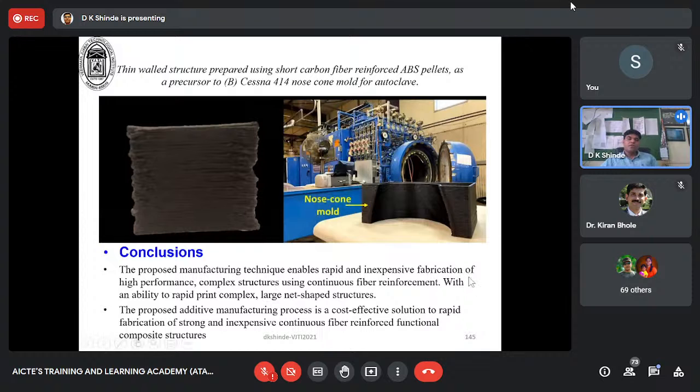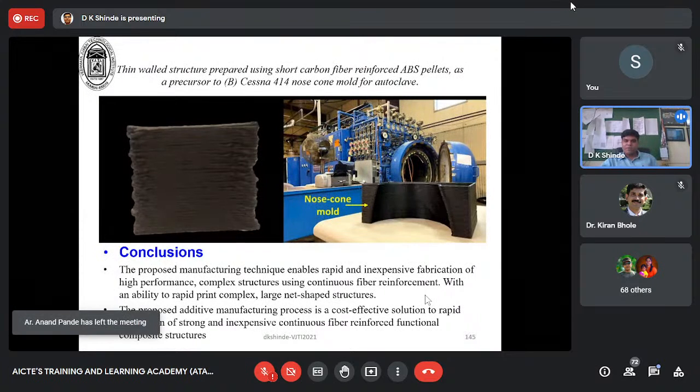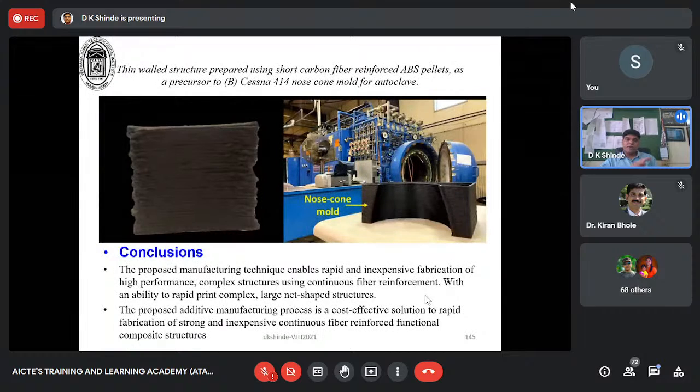So again, the conclusion from this large area additive manufacturing is that the proposed manufacturing technique enables the rapid and inexpensive fabrication of high performance complex structures using continuous fiber reinforcement. So fiber is coming and matrix is coming a different way. You are melting, making impregnation and building, with an ability to rapidly print complex, large net shape structures. So this is what you can see over here.